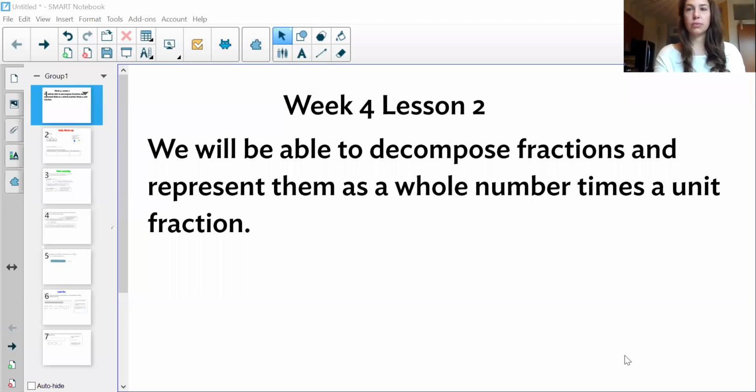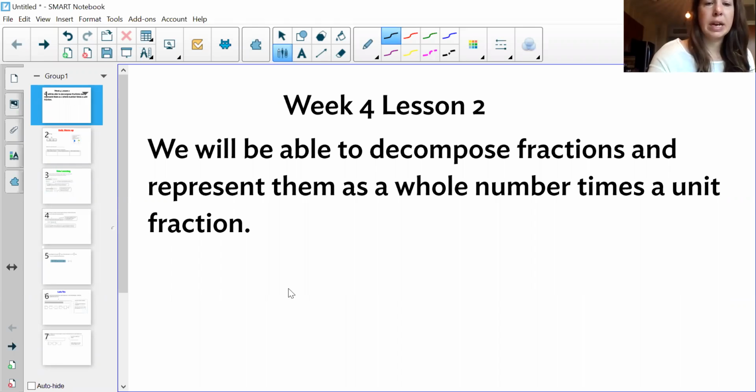So give me a second here and I will show you what we're doing. Okay, so today we're going to be able to decompose fractions and then represent them as a whole number times a unit fraction. So yesterday we just decomposed them into unit fractions. So for example, what we did was, say we took 3, whoops. My pen isn't working here.